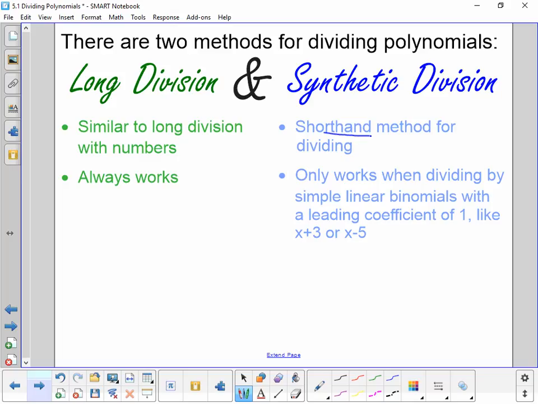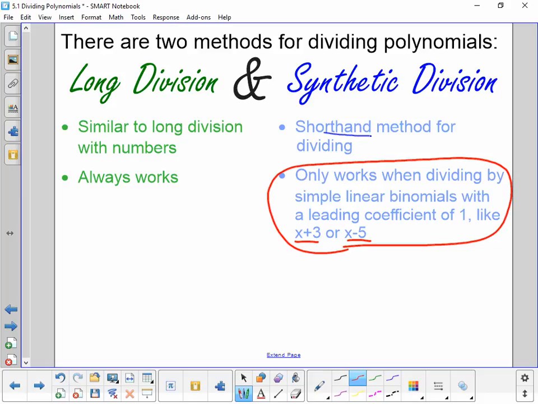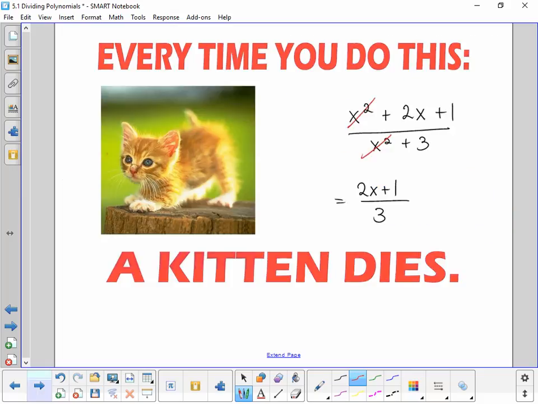Now, the reason that we don't just always do synthetic division, though, is that it only works in certain situations. You have to be dividing by a simple linear binomial, like an x plus 3 or an x minus 5, and it has to have a leading coefficient of 1. So that's why we have to learn the two methods, because synthetic division, while it is so much easier, doesn't work all the time.